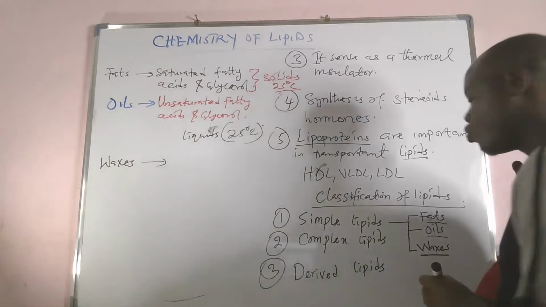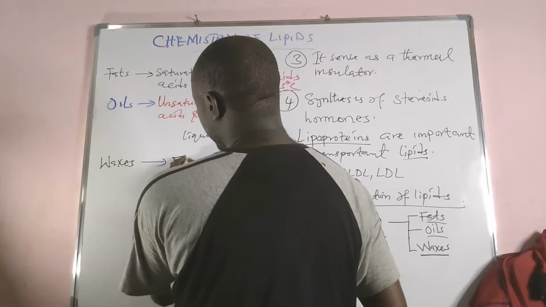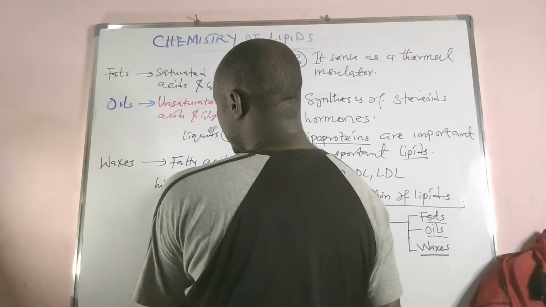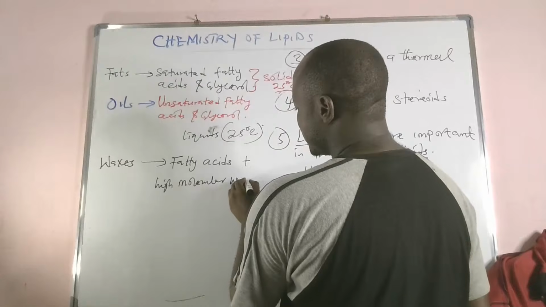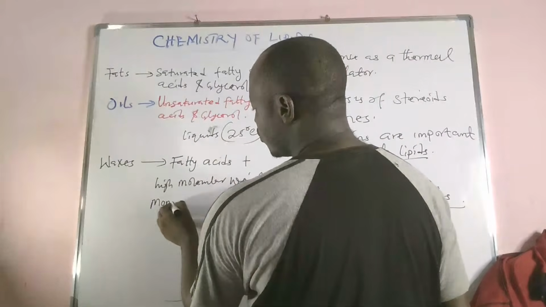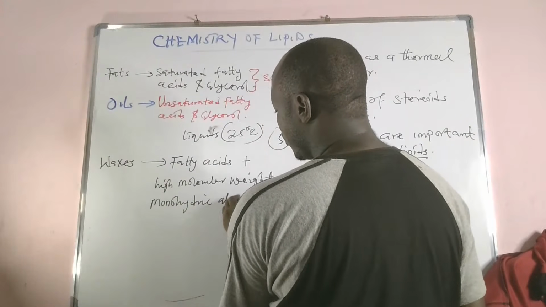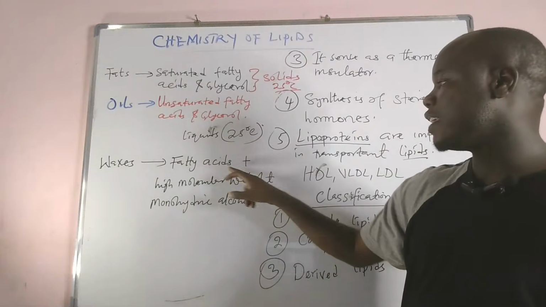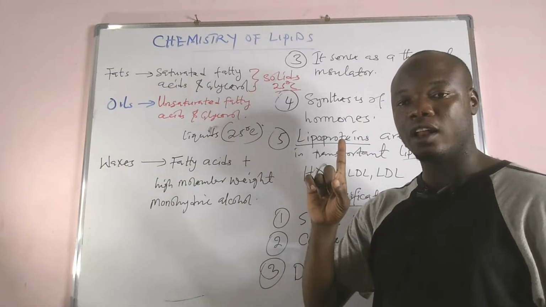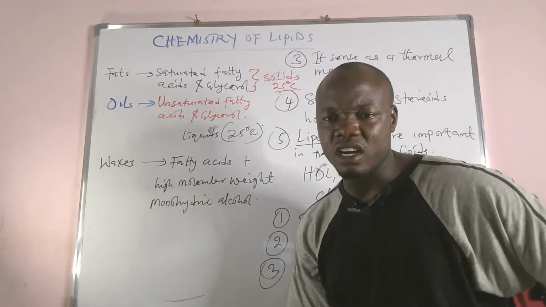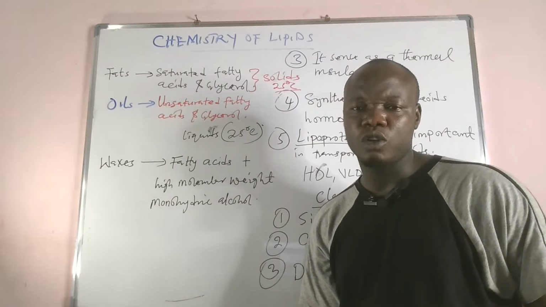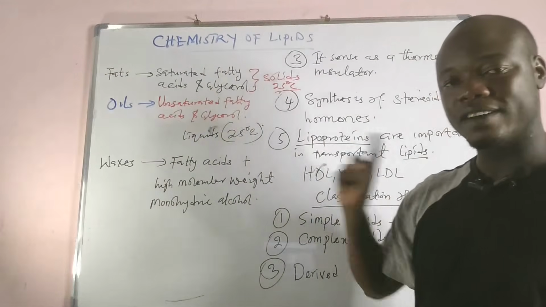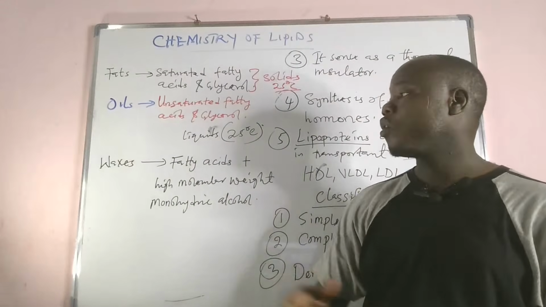So what are waxes? Waxes are made up of fatty acids plus high molecular weight monohydric alcohol. I think you can now clearly see the differences. Waxes are made up of fatty acid plus high molecular weight monohydric alcohol. Excellent. So these are the differences between these three classes of simple lipid: waxes, oils, and fats.